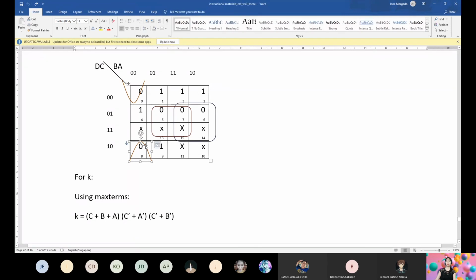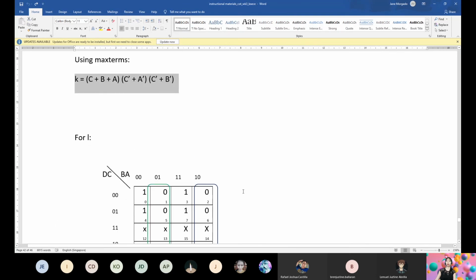And last, we have these two that we connected. Then connect it to the DC input. So D is 0, 1, cancelled. C is 0, 0, so C. For BA input, 0, 0, B is 0, A is 0. So B and A. So C plus B plus A. Okay, so we have this.